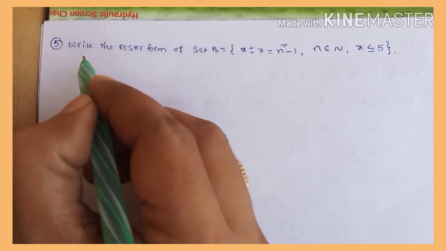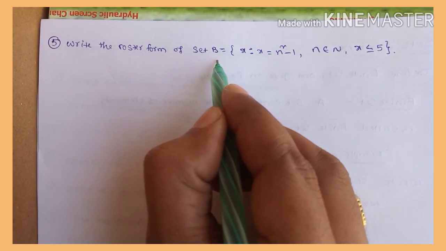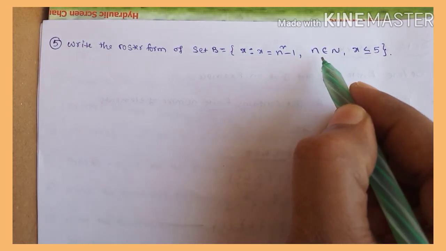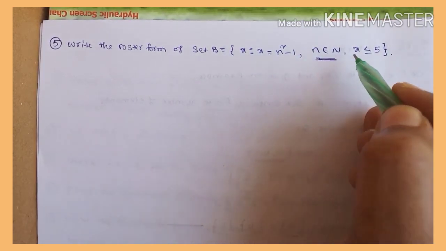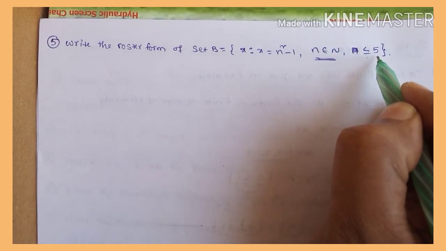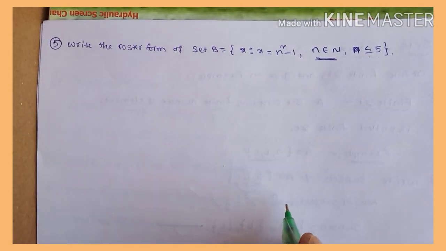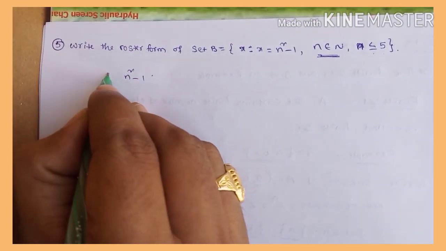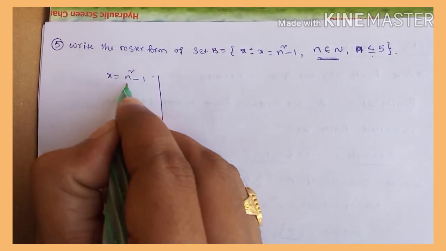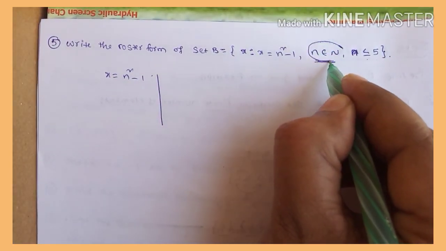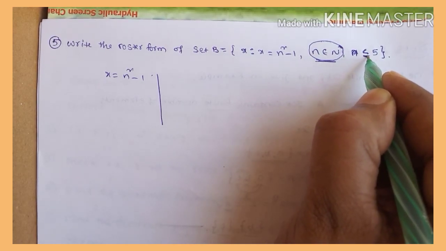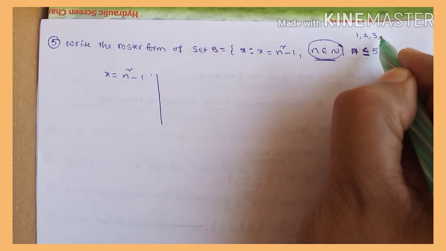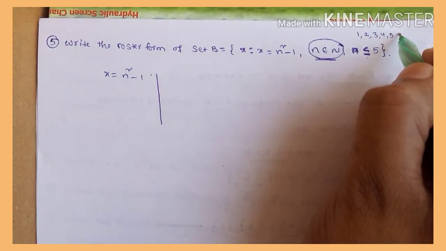Now question number 5, write the roster form of the set B is equal to x such that x is equal to n square minus 1, where n belongs to natural numbers. Here n you can take as less than or equal to 5. This is the given x value, in the form of n square minus 1. n belongs to natural numbers, n less than or equal to 5. So what are the numbers? 1, 2, 3, 4, 5. These are the elements.